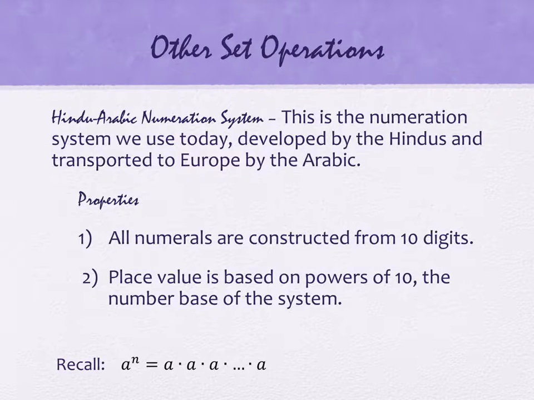All of our numerals are constructed from 10 digits. What is our smallest digit? 0. What is our largest digit? 9. So 10 is not a digit. It's a 2-digit number. Okay? So the single digits, there are 10 of them from 0 to 9. The place value is based on powers of 10, the number base of our system. We have a base 10 number system.